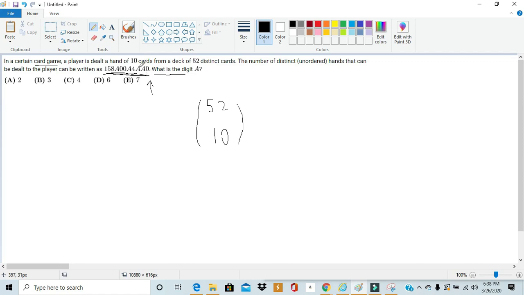We want to find out what A is in 52 choose 10. So 52 choose 10 is equal to 52 factorial divided by 42 factorial times 10 factorial. And 52 factorial is 52 times 51 times 50 times 49 times ... times 3 times 2 times 1. And it's the same thing with 42 factorial. 42 factorial is 42 times 41 times 40 times 39 times 38 times ... times 5 times 4 times 3 times 2 times 1. So basically, anything factorial is just the product of itself all the way to 1.